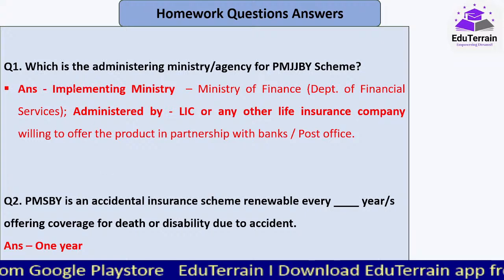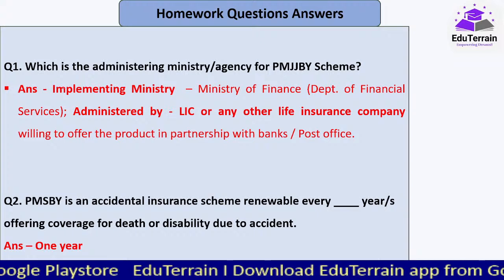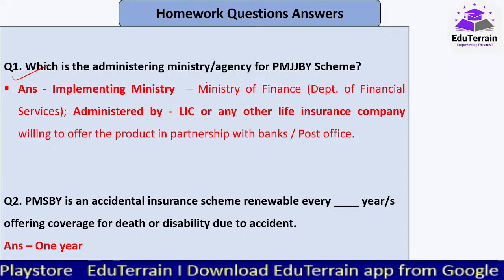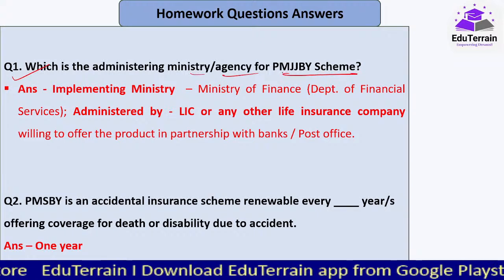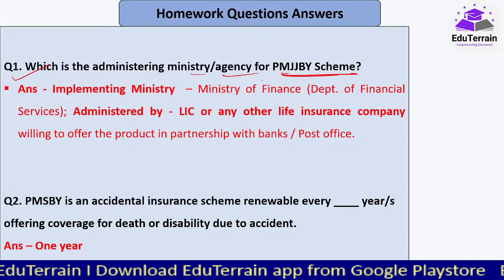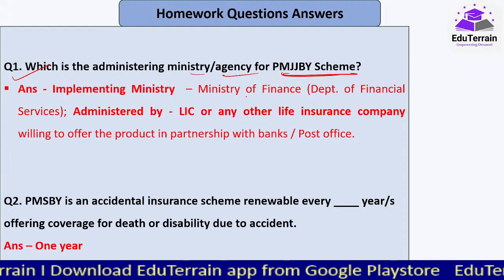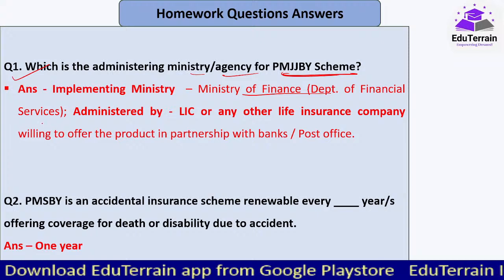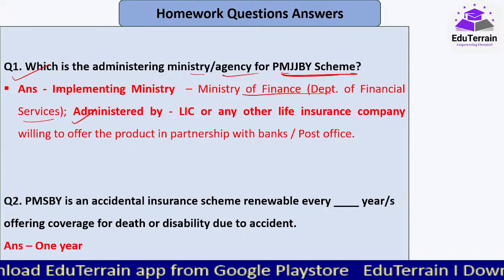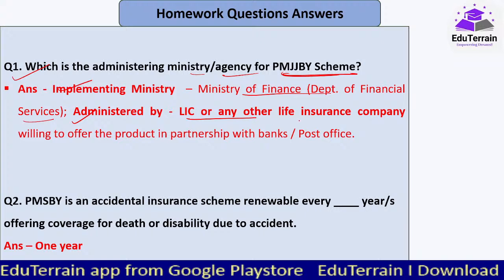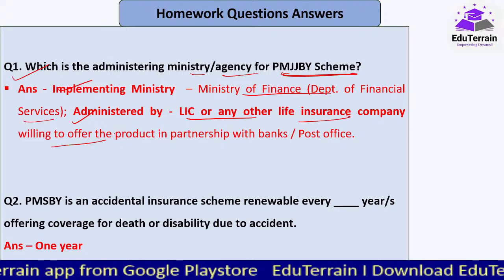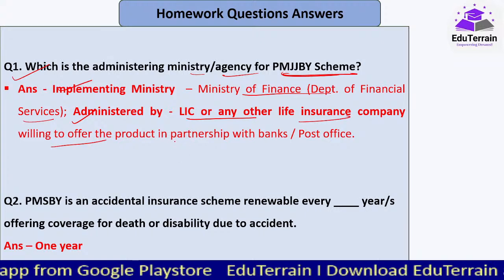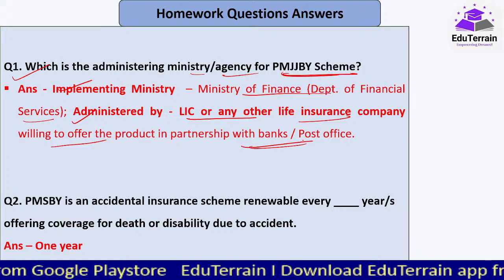Now, moving on to the answers for the homework questions from yesterday. Which is the administering ministry or agency for Pradhan Mantri Jeevan Jyoti Bima Yojana? The implementing ministry is the Ministry of Finance, that is the Department of Financial Services. It is administered by LIC or any other life insurance company that is willing to offer this particular product, in partnership with banks or post office.